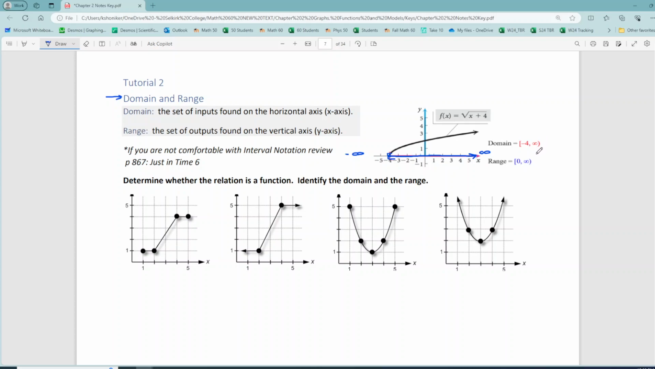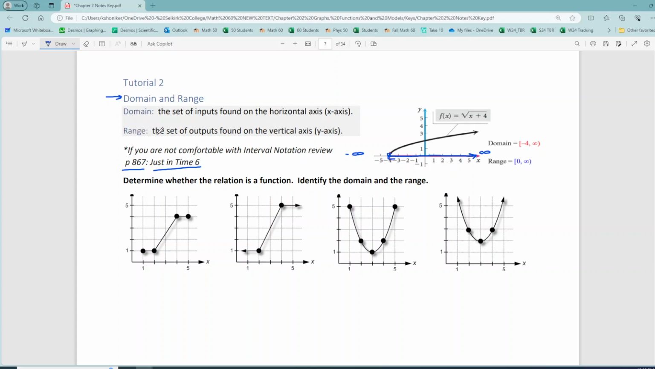Now, if you are not comfortable with interval notation, which is what this is, you're going to want to go to your textbook and go to page 867 and do just-in-time number 6. So interval notation, it's a thing. Really, all you need to know is that if you're equal to the number, you use a square bracket. If you're not equal to the number, you use a round bracket. Infinity will always be a round bracket because you can't equal something that you don't know what it is, right? It's somewhere way out in the right-hand side.